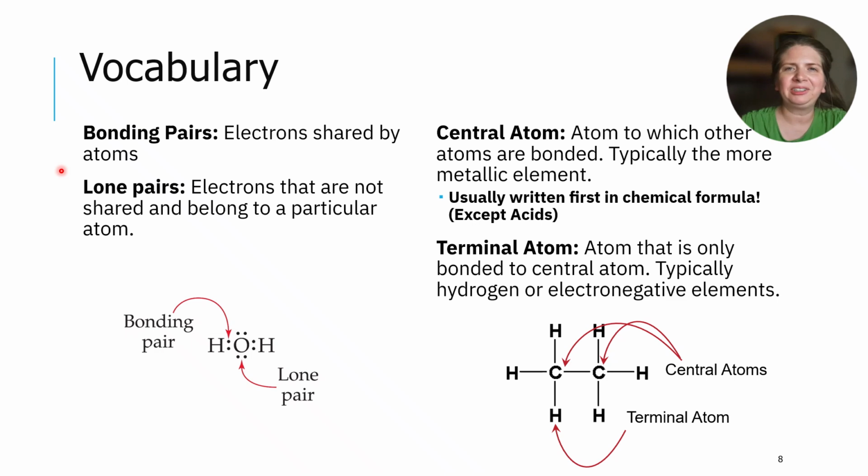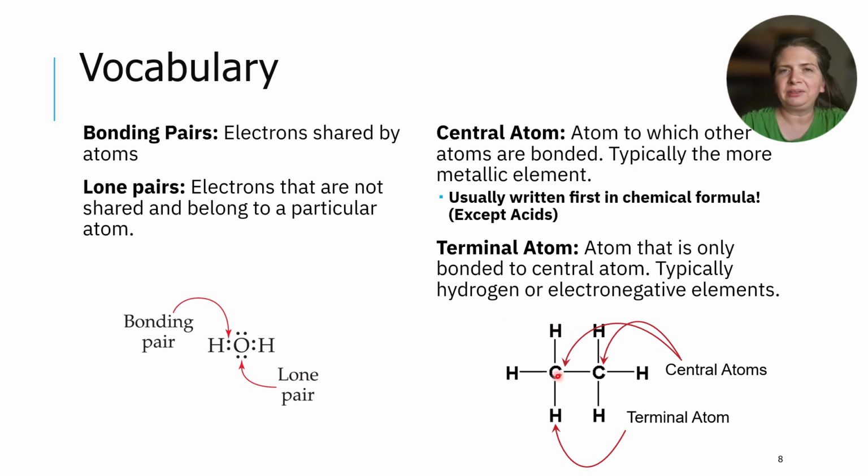Before we begin drawing Lewis structures, let's review some important vocabulary. A pair of electrons located between two atoms is called a bonding pair. Bonding pairs may be shown as either a pair of dots or as a single line representing a covalent bond. A pair of electrons located on only one atom is called a lone pair. Lone pairs are not involved in bonding and belong only to one atom.